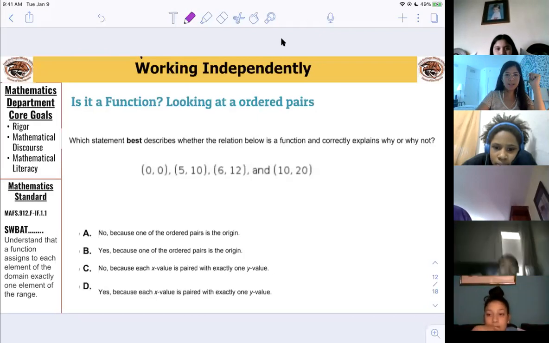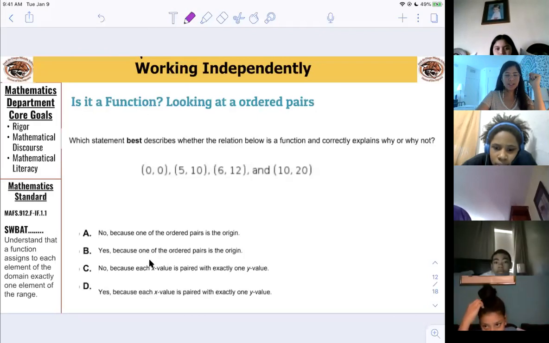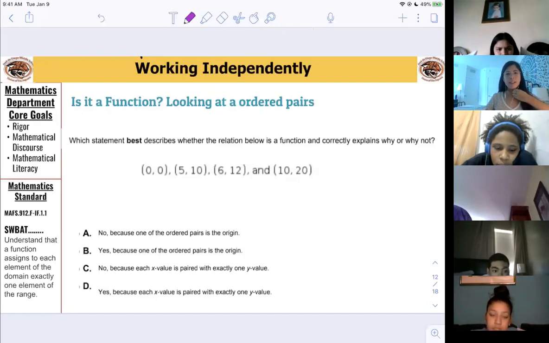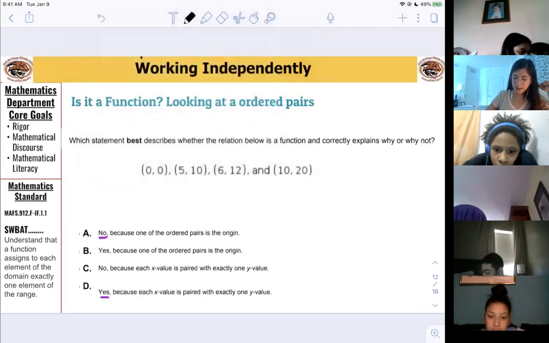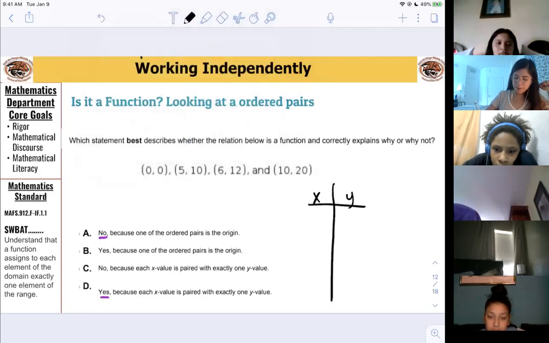Okay. Let's see. This was very interesting. Let me share the results. So we seem to be split mostly between A and D, which is interesting to me because A says no and D says yes. So it seems like we're a little stuck between if it's a yes or a no. So let's look. I could make a table if that helps. Or if I don't make a table, either way, what am I always looking for?